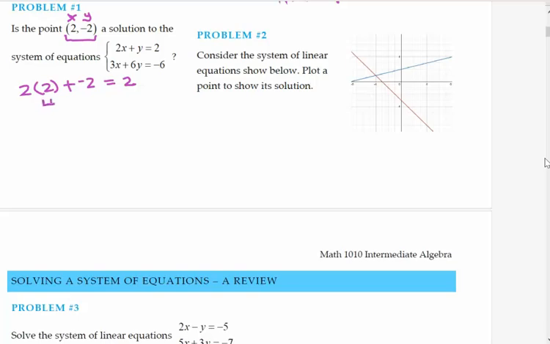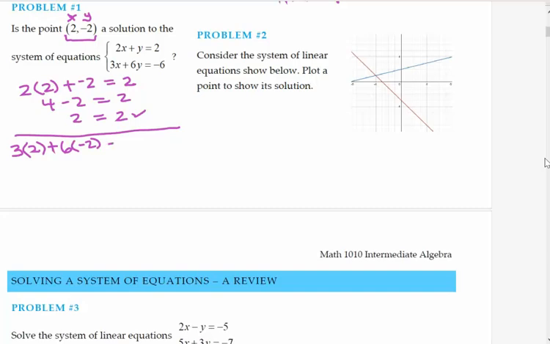So 2 times 2 is 4, minus 2, does that equal 2? Yeah. So we get 2 equals 2, so that means that first one, 2 comma negative 2, is a point on that line. Now let's check the other one. So now let's use that 3. In place of x, I'll put 2, plus 6. In place of y, I'll put negative 2. Right? I'm just using these x and y's up here.